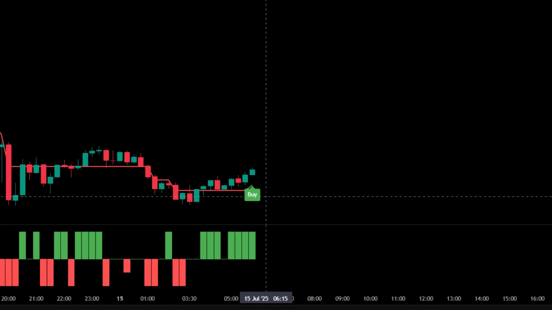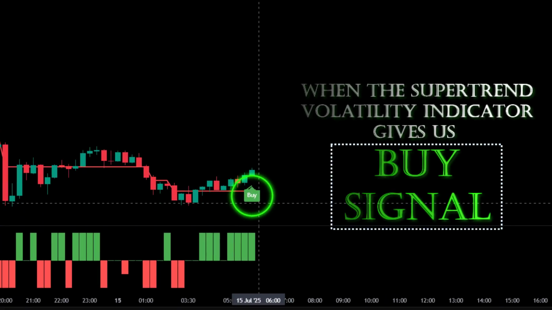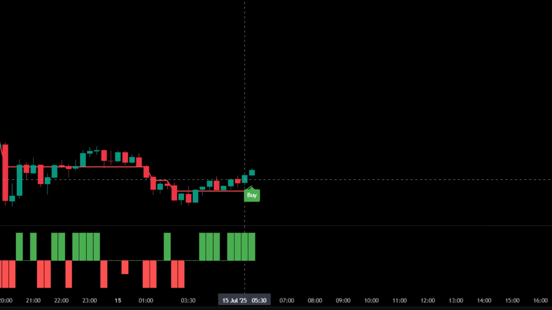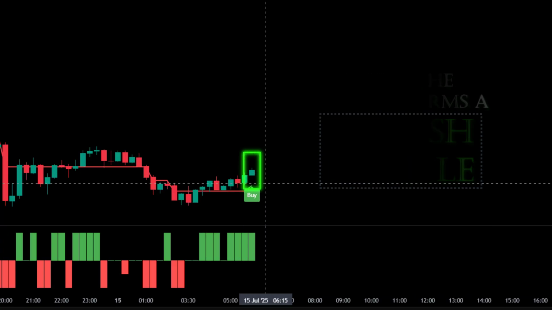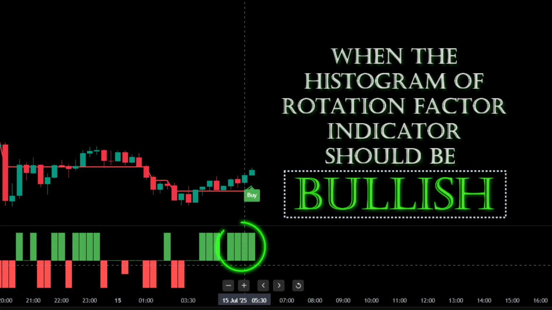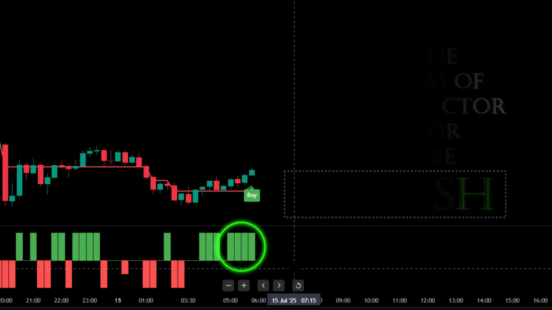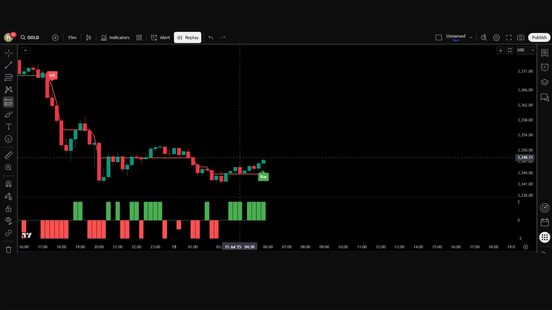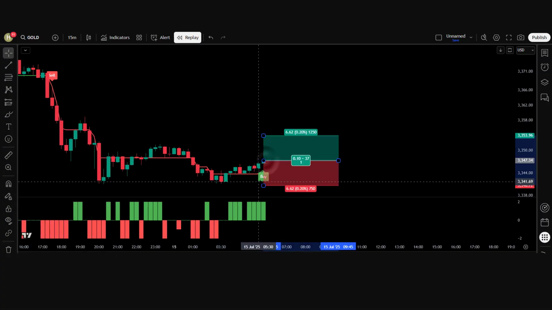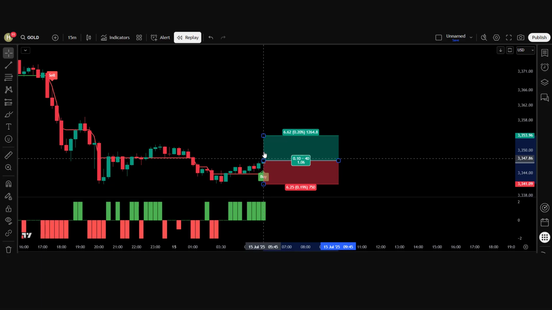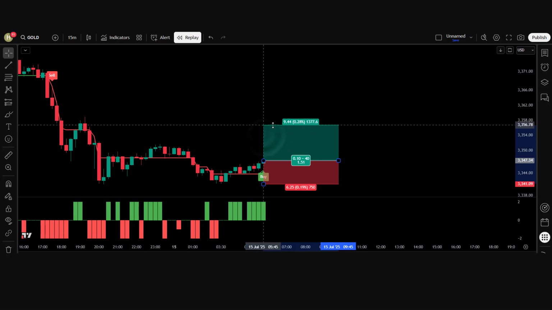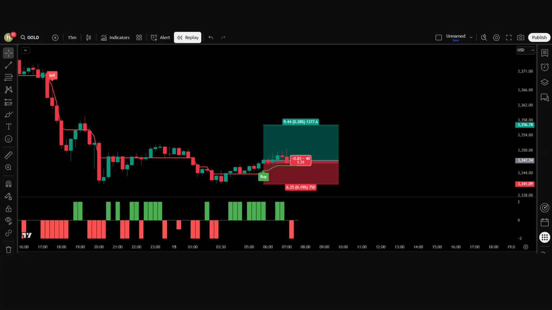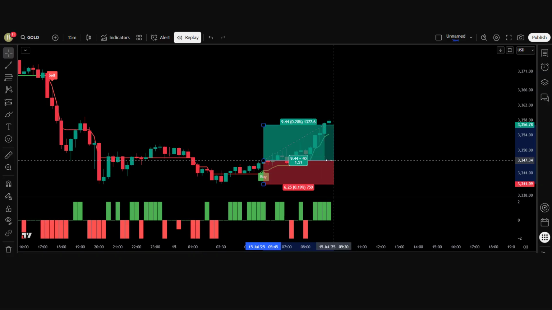Now, let's understand the concept where we will take buy and sell trades based on their conditions. When the Supertrend Volatility Indicator gives us buy signal, when the market has formed a bullish candle, and when the histogram of Rotation Factor indicator is bullish, if this condition is fulfilled, then we will place buy order. Our stop loss will be placed at the current market's lower level, and the risk to reward ratio will be 1:1.5. The market has completely hit the target.